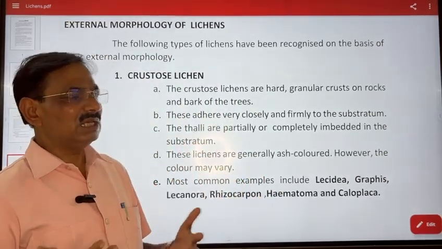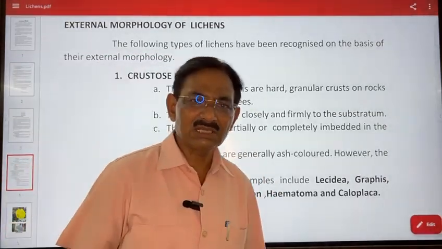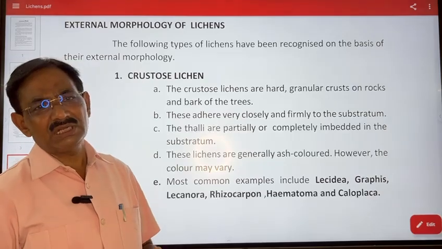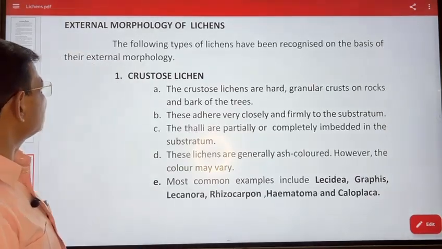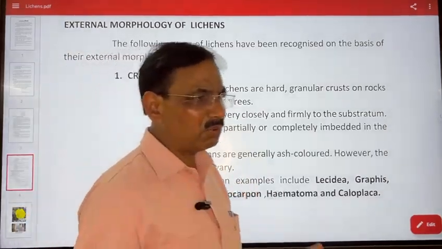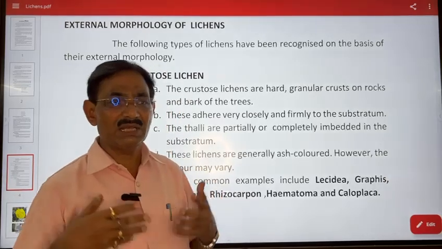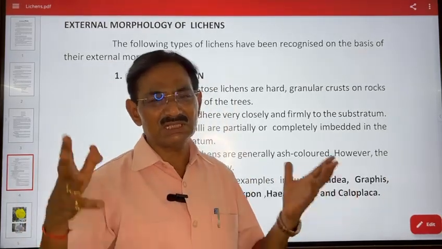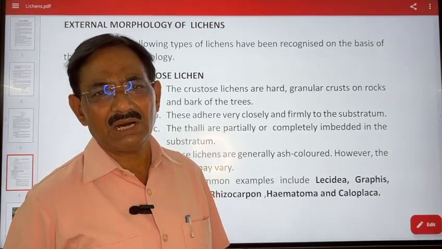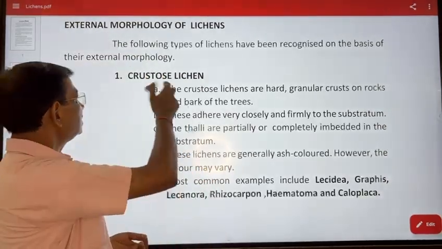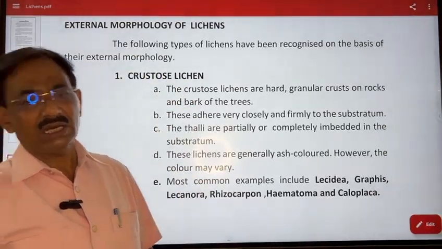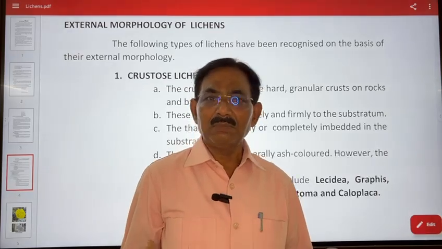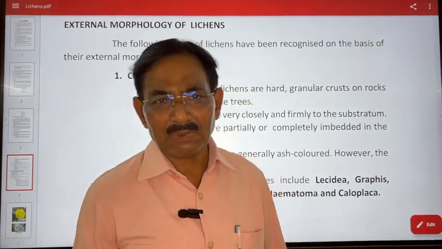These lichens are of three types on the basis of their morphology, on the basis of their existence, or on the basis of their presence in nature. One is crustose lichen. Crustose lichens are very common. They are a primitive type of lichen.